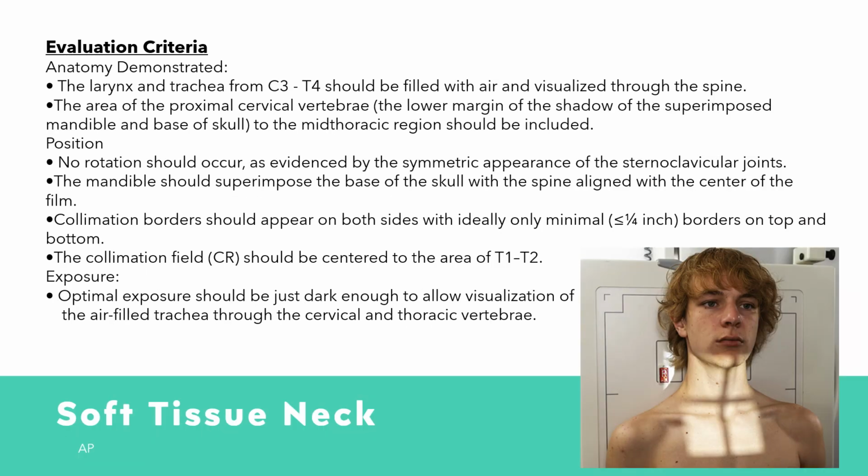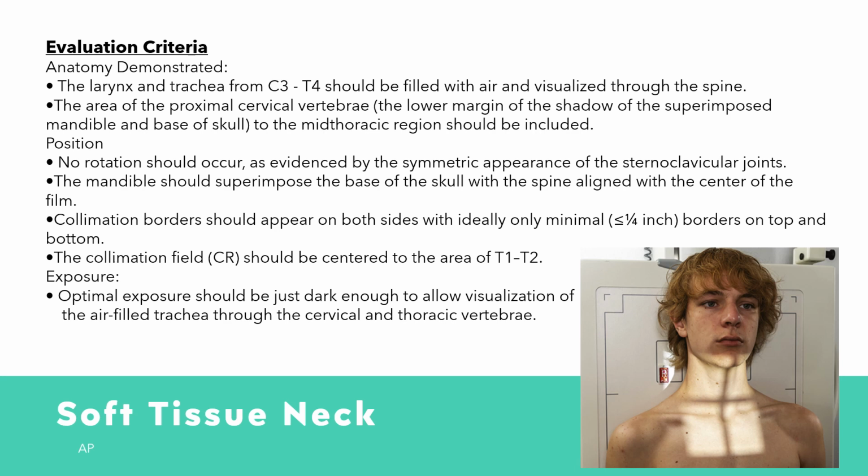Soft tissue neck, AP. The central ray is perpendicular to T1, T2, which is approximately 1 inch above the jugular notch, and mid-sagittal plane. Anatomy demonstrated: the larynx and trachea from C3 to T4 should be filled with air and visualized through the spine. The area of the proximal cervical vertebrae, the lower margin of the shadow of the superimposed mandible and the base of the skull, to the mid-thoracic region should be included.